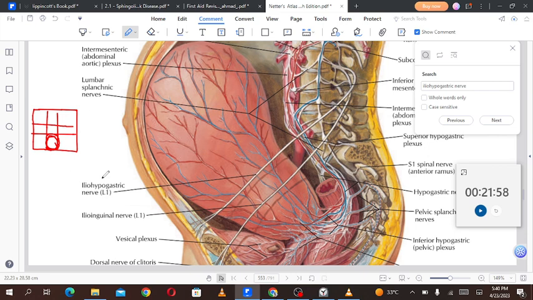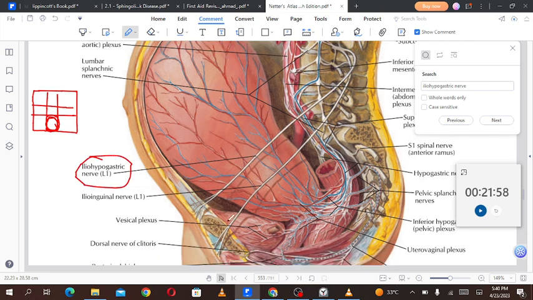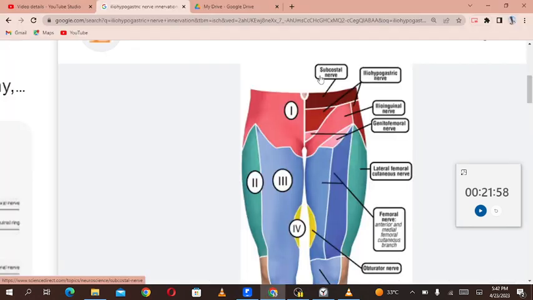So here you can find the iliohypogastric nerve, and the ilioinguinal nerve is just below that. We'll talk about that as well. So this is the iliohypogastric nerve coming to this region, and the ilioinguinal nerve is going to the inguinal region. So for the hypogastrium, we have iliohypogastric; for the inguinal region, we have the ilioinguinal nerve. I guess this is a good picture. Here you can see the area of innervation of the iliohypogastric nerve. This is the hypogastric quadrant, and on the lateral side this area is being supplied by the iliohypogastric nerve.